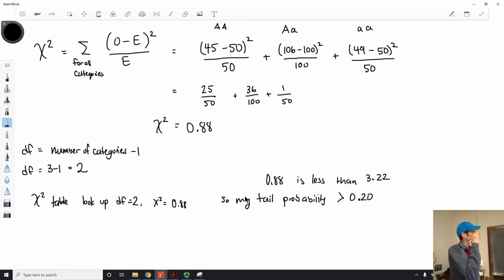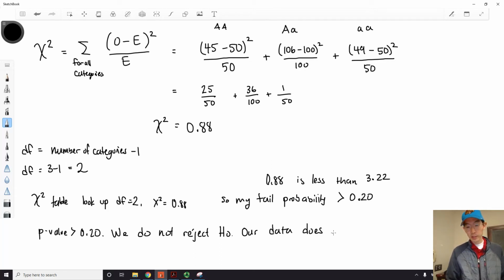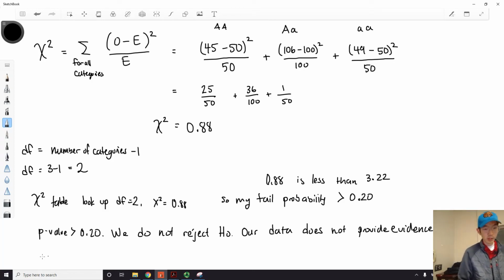Okay. And for a non-directional test, my tail probability would be my p-value. So the p-value is greater than 20%. We do not reject the null hypothesis, and we say our data does not provide evidence that any of the hypothesized proportions are wrong.